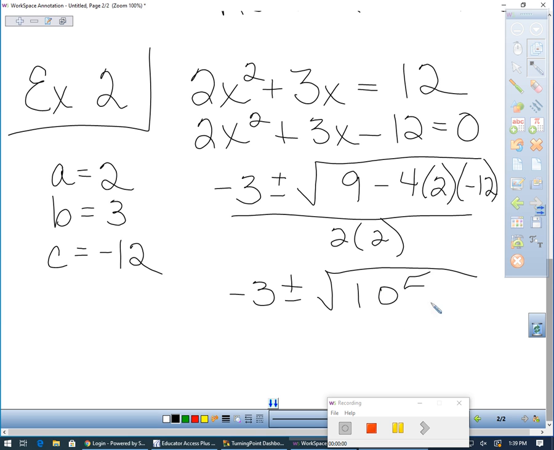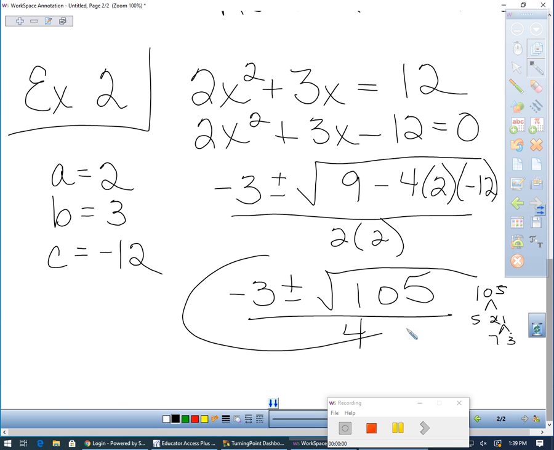105 over 4. So now we have to look and see, is there any way to reduce that or simplify that radical? 105 breaks down into 5 times 21, and 21 is 7 and 3. So can I take anything out? No. So this right here is my final answer. That's it.